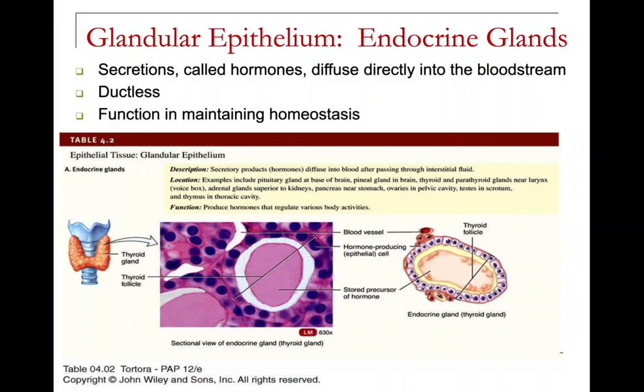So the secretions, commonly called hormones, are usually going to diffuse directly into the bloodstream with an endocrine gland. They're ductless, and they're important in maintaining homeostasis. There's several different types of those that you'll learn about in the endocrine system. Here would be an example for a thyroid gland.